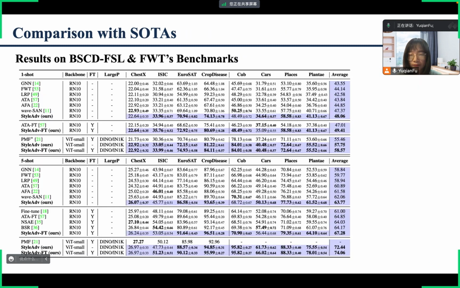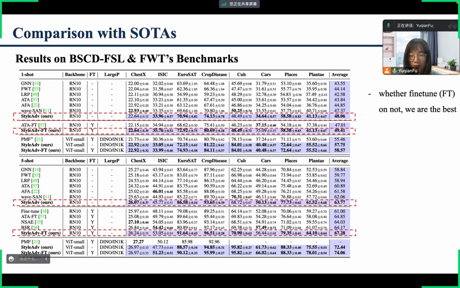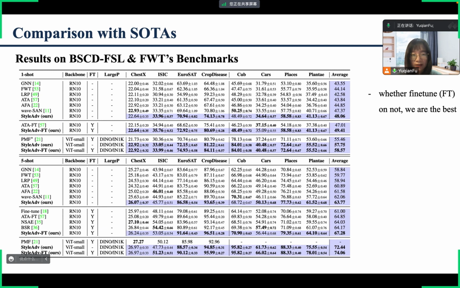This shows the comparison results with the SOTAs. We mainly highlight two points. The first is that whether with or without fine-tuning on the few labeled target support images, our StyleAdv achieves the best result. Secondly, we also observe that whether taking the ResNet-10 or the ViT-Small as the backbone, we outperform all the competitors by a large margin.